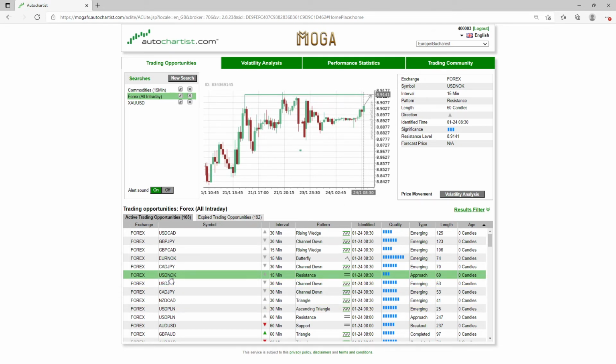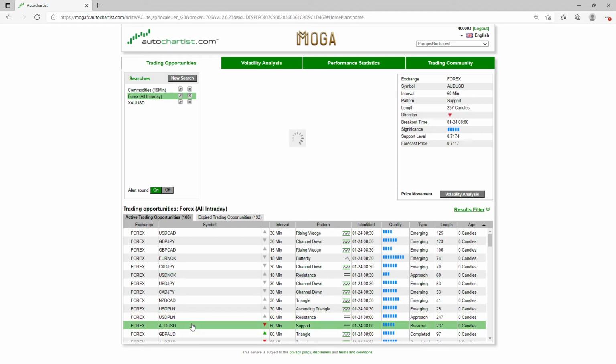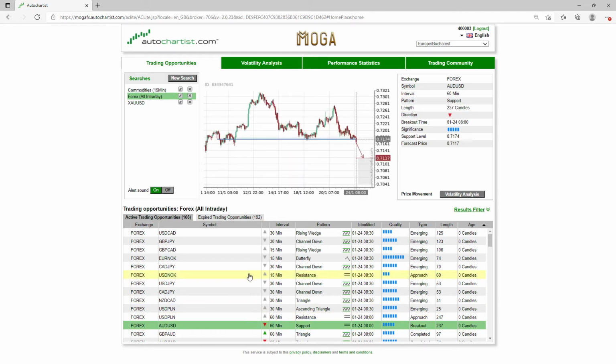So this is the USD NOK. I don't think it's a good one because it's an exotic pair, and it doesn't have enough liquidity. So let's check. Okay, this AUD USD, which is a pair with more liquidity. So let's go to the AUD USD.